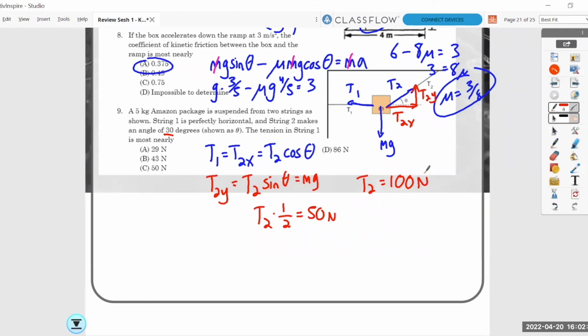And if the tension in string 2 is 100 newtons, I can go ahead and calculate the x component by doing T2 cosine theta. So I'm going to plug that in. 100 times the cosine of 30 degrees gets me 86.6 newtons in this case. So these two have to be equal in order for the whole thing to hang together. Right, statics are great. Net force is equal to 0. It's all about drawing your free body diagram.